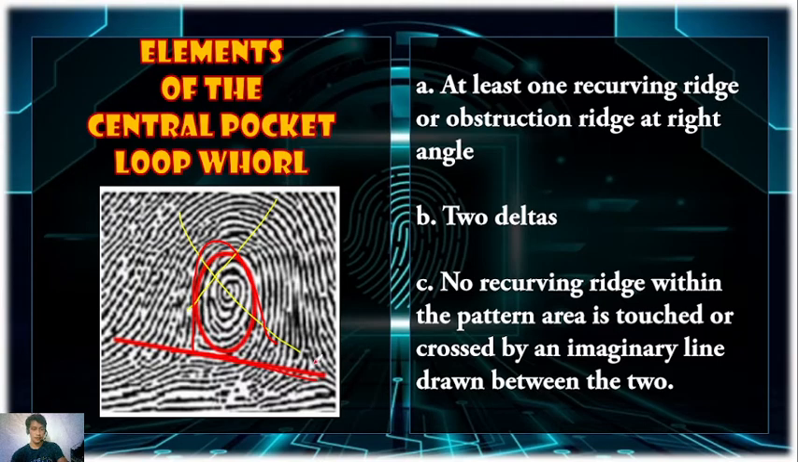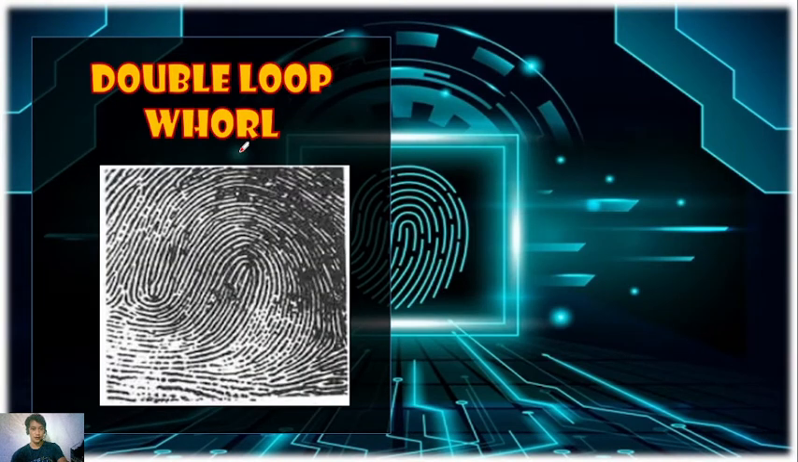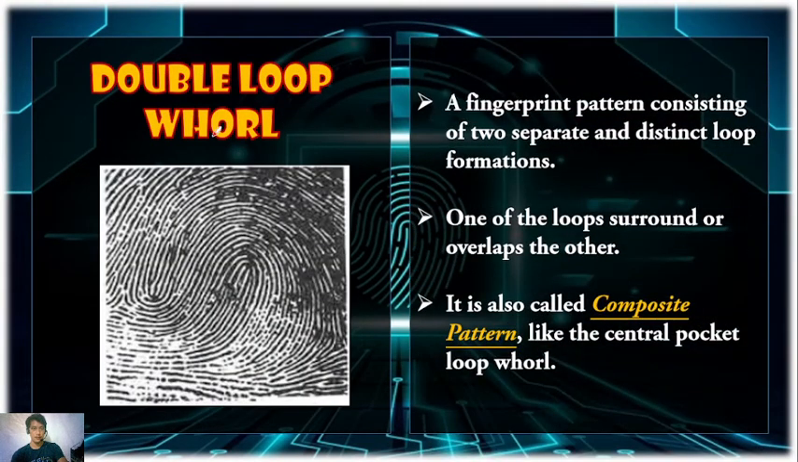Okay, so with that we can say that it is a central pocket loop whorl. Okay, so those are the elements of a central pocket loop whorl. Okay, moving on to the next type of whorl. So meron tayo yung tinatawag naman na double loop whorl.